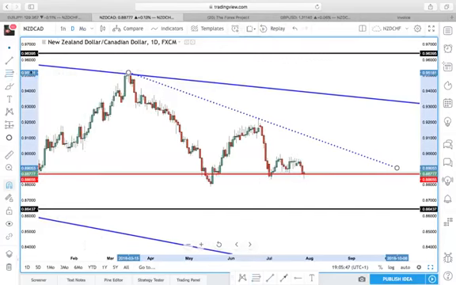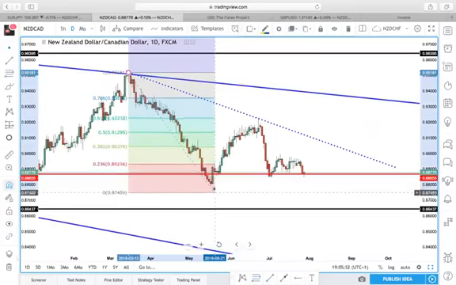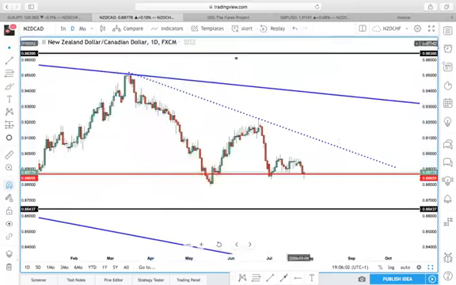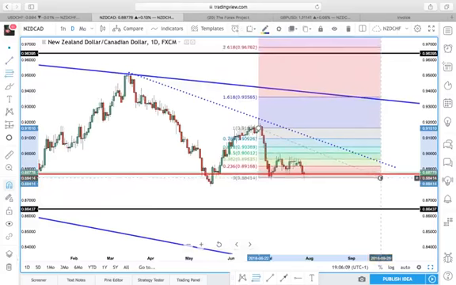If we were to measure Fibonacci from the top to here, we've got almost a 0.618 retracement. There we got almost 50% retracement. And then we matched that, which generally, let me see if I can find one.